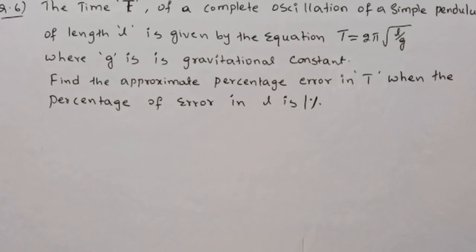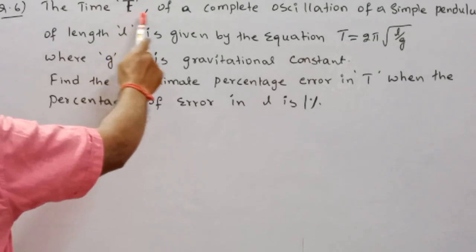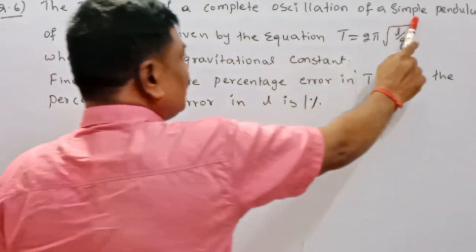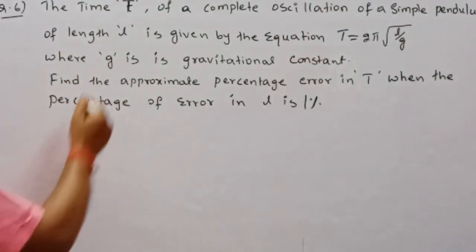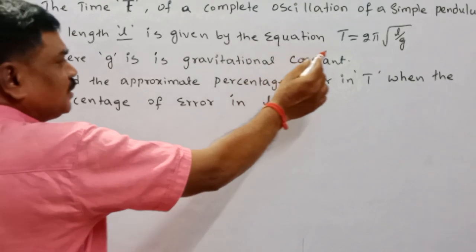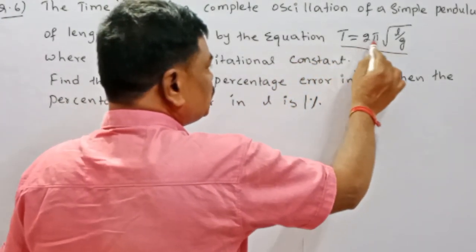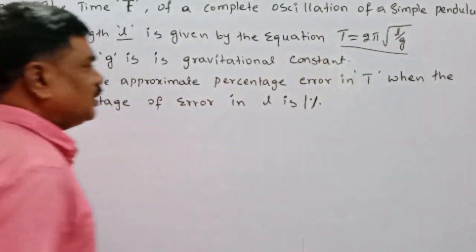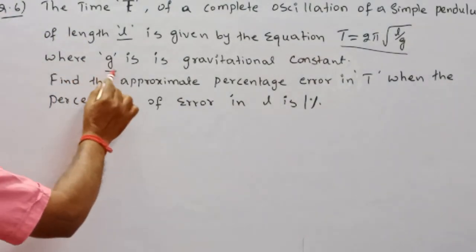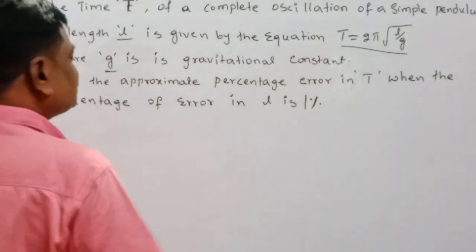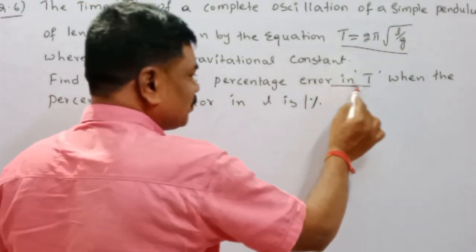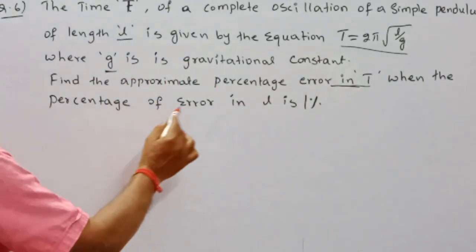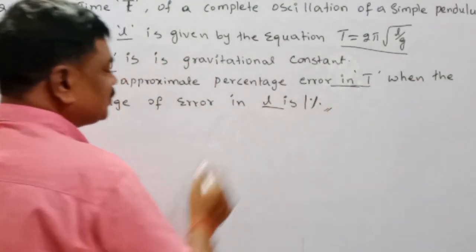One more problem from applications of derivative for IPE. The time T of a complete oscillation of a simple pendulum of length L is given by the equation T is equal to 2 pi square root of L by g, where g is a constant, the gravitational constant. Find the approximate percentage error in T when the percentage error in L is 1%.